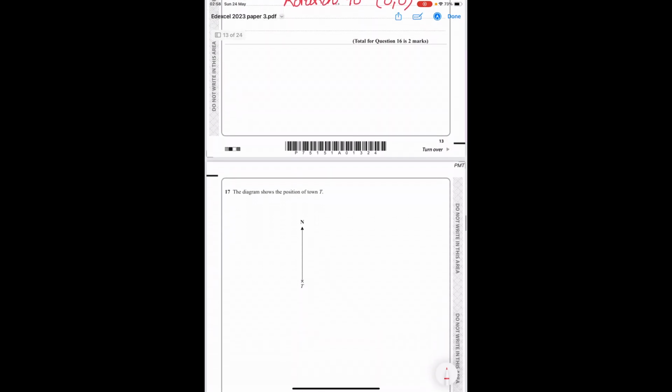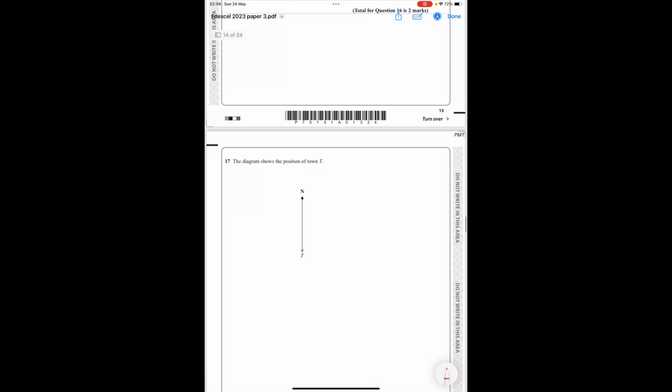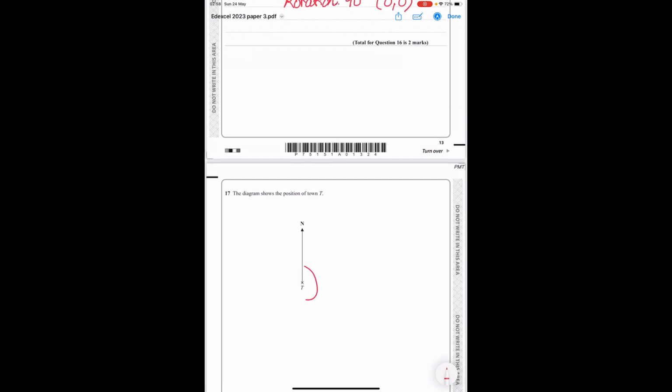The diagram shows the position of town T. Town R is 55 kilometres from town B on a bearing of 065. Mark the position of the town. So you would use your protractor, you would measure an angle here of 65, so it's going to be roughly here. And we know that the scale is 55, so we're going to mark that there. Use a scale of 1 centimetre to 10 kilometres. So if we want 55 kilometres, that would need to be 5.5 centimetres.